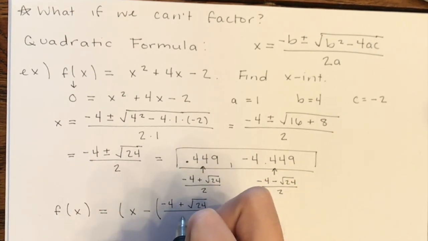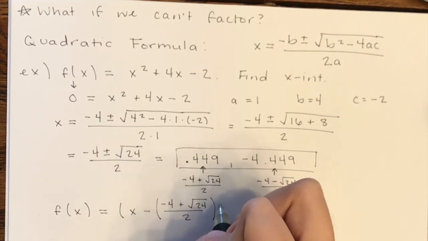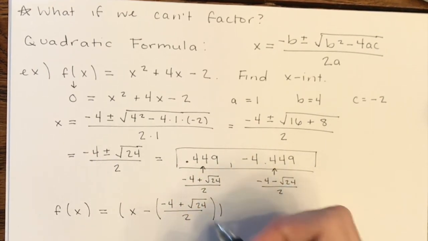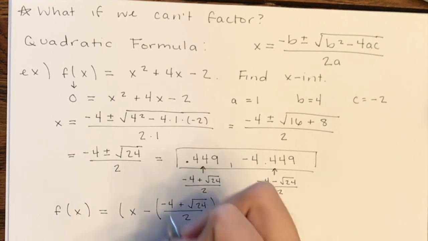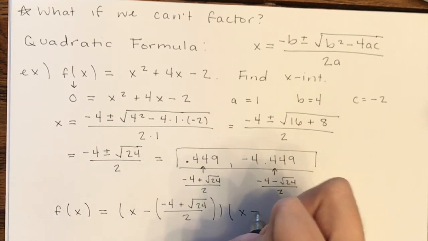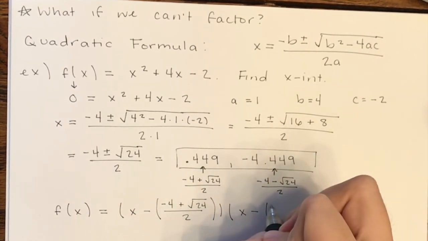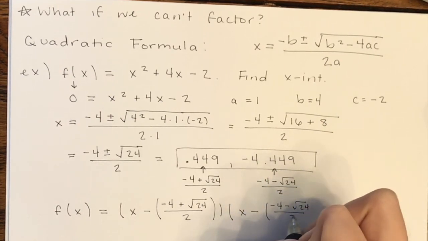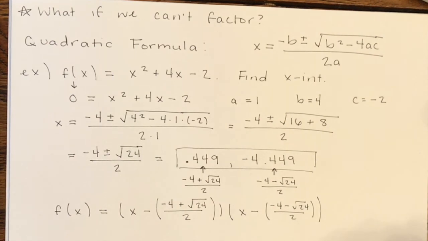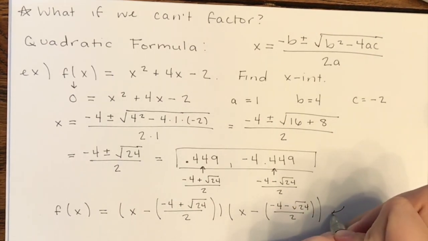Exact form is where we don't round. So because this has some major rounding, we have to write it in this way. So we have x minus one of the roots and x minus the other root. So this is the function in root form.